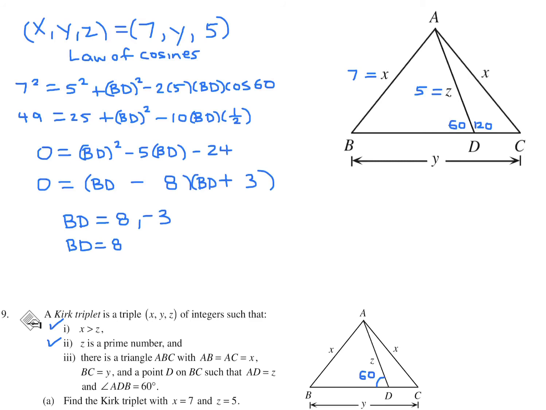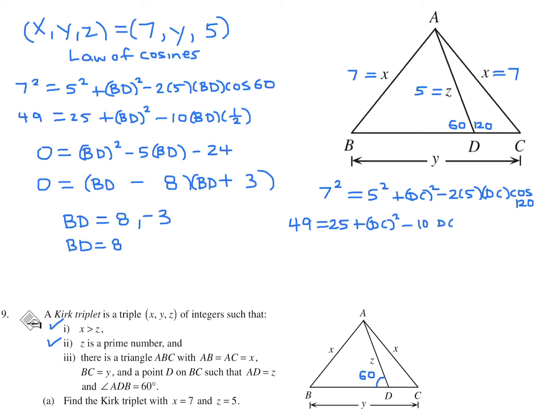In a very similar way, we will do the exact same thing on this triangle right here, ADC. So again, law of cosines, 7 squared, because x is 7, is equal to 5 squared plus DC squared this time, minus 2 times 5 DC cos 120. So this becomes 49 is equal to 25 plus DC squared minus 10 times DC, and cos of 120 is negative a half.